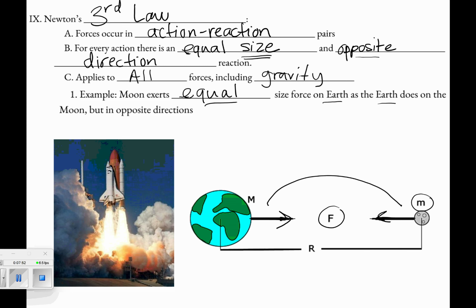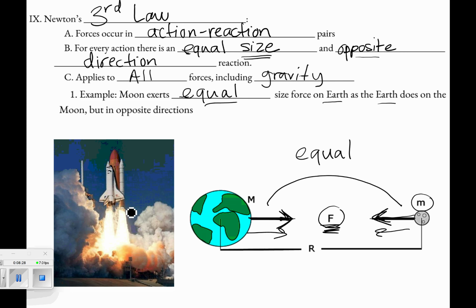How can that be? Because the Earth is a lot bigger than the moon. So how can something bigger exert the same force? It's because both masses matter. And we're going to get to that and we're going to talk about that soon. But it's equal, right? That's what I want you to take away right now. It's equal, but look, it's opposite. The Earth pulls on the moon and the moon pulls on the Earth, but they're in opposite directions. Equal force, opposite directions. Okay.